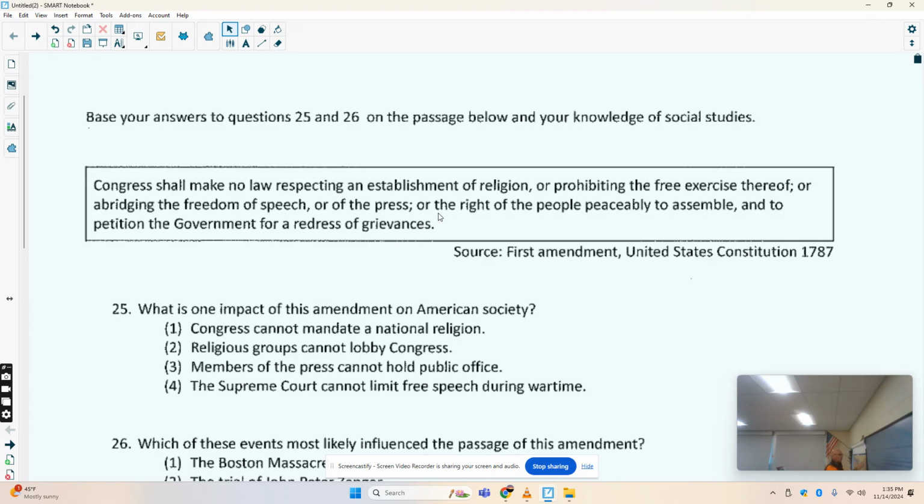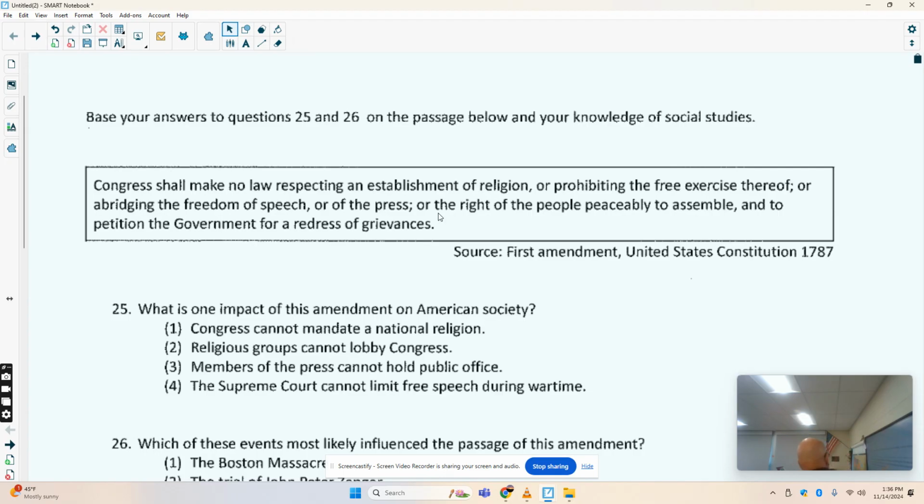Congress shall make no law respecting an establishment of religion or prohibiting the free exercise thereof, or abridging the freedom of speech or of the press or the right of the people peaceably to assemble and to petition the government for a redress of grievances. 5 protections under the First Amendment. They are all stated there.